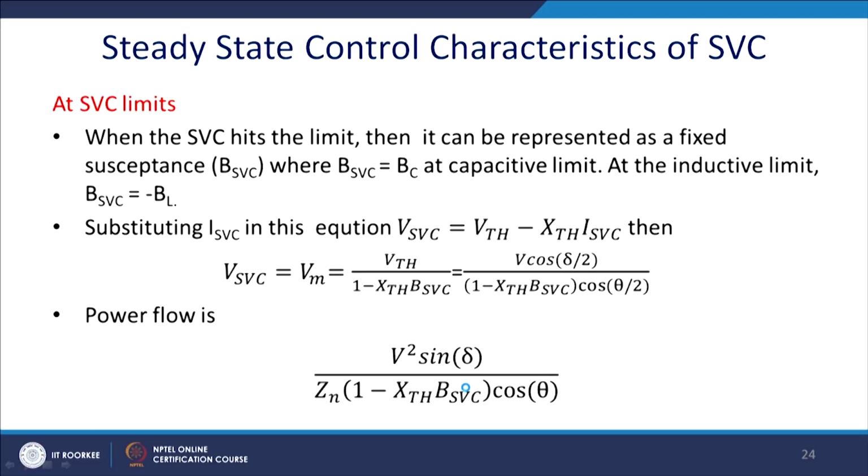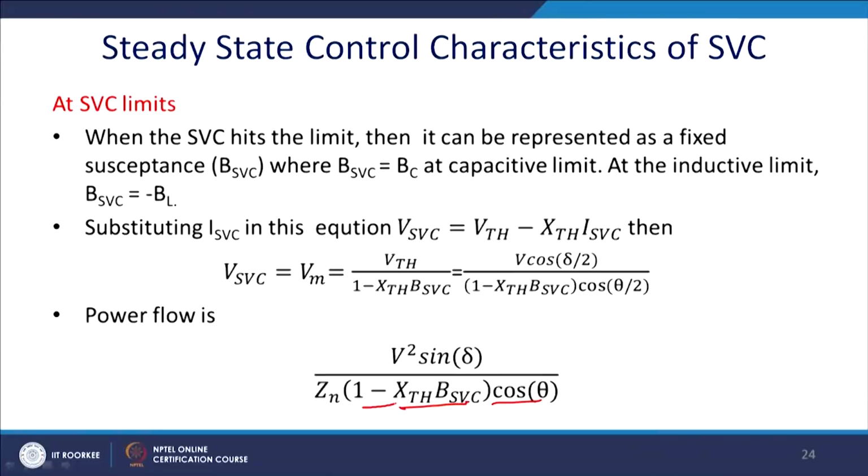By calculating it, you can calculate the power flow, and this power flow will be V square sin(delta by 2) over Zn (1 minus X Zn) into cos theta. So, you can compare it with V square sin theta by X, and you can see that you can reduce the denominator by playing with this V_TH term. This multiplication can be 0.5, thus you can have the power flow control increased to 2 times.